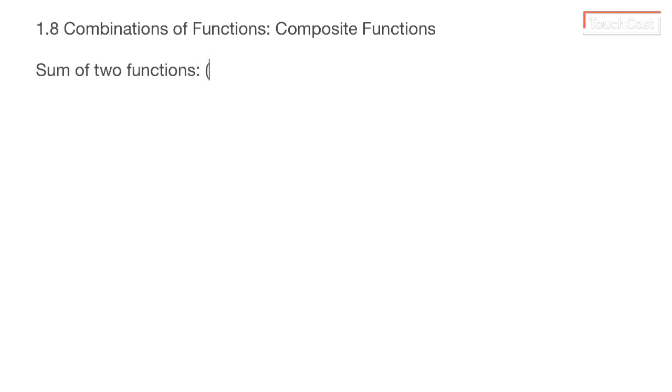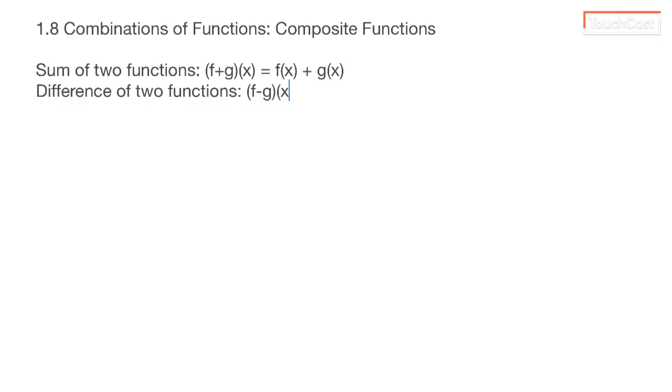If we have the sum of, say, two functions, like f plus g of x, we'll just call the two functions f of x and g of x, that's just equal to f of x plus g of x. And then the difference of two functions, for example, maybe we keep using f and g. If we have f minus g of x, we're going to have f of x minus g of x.